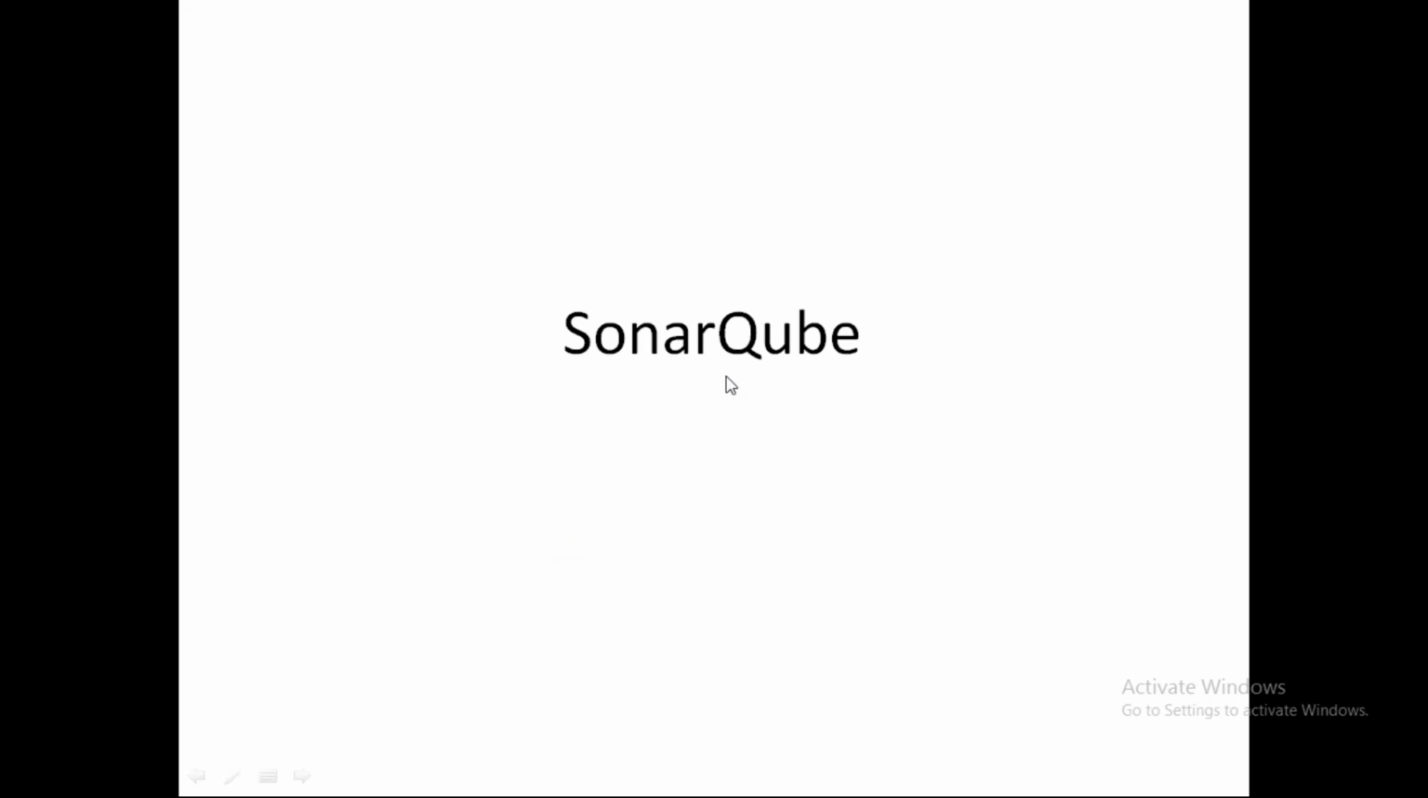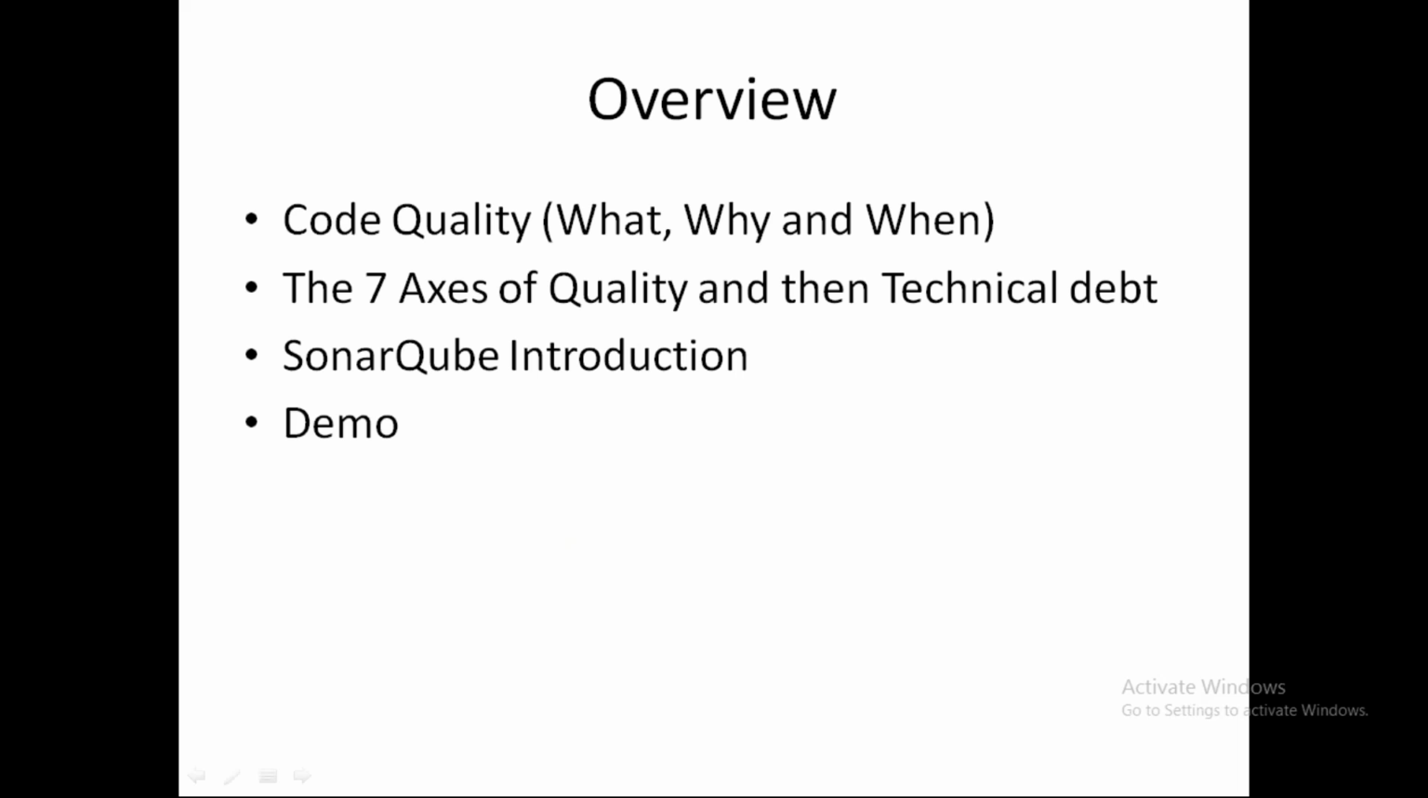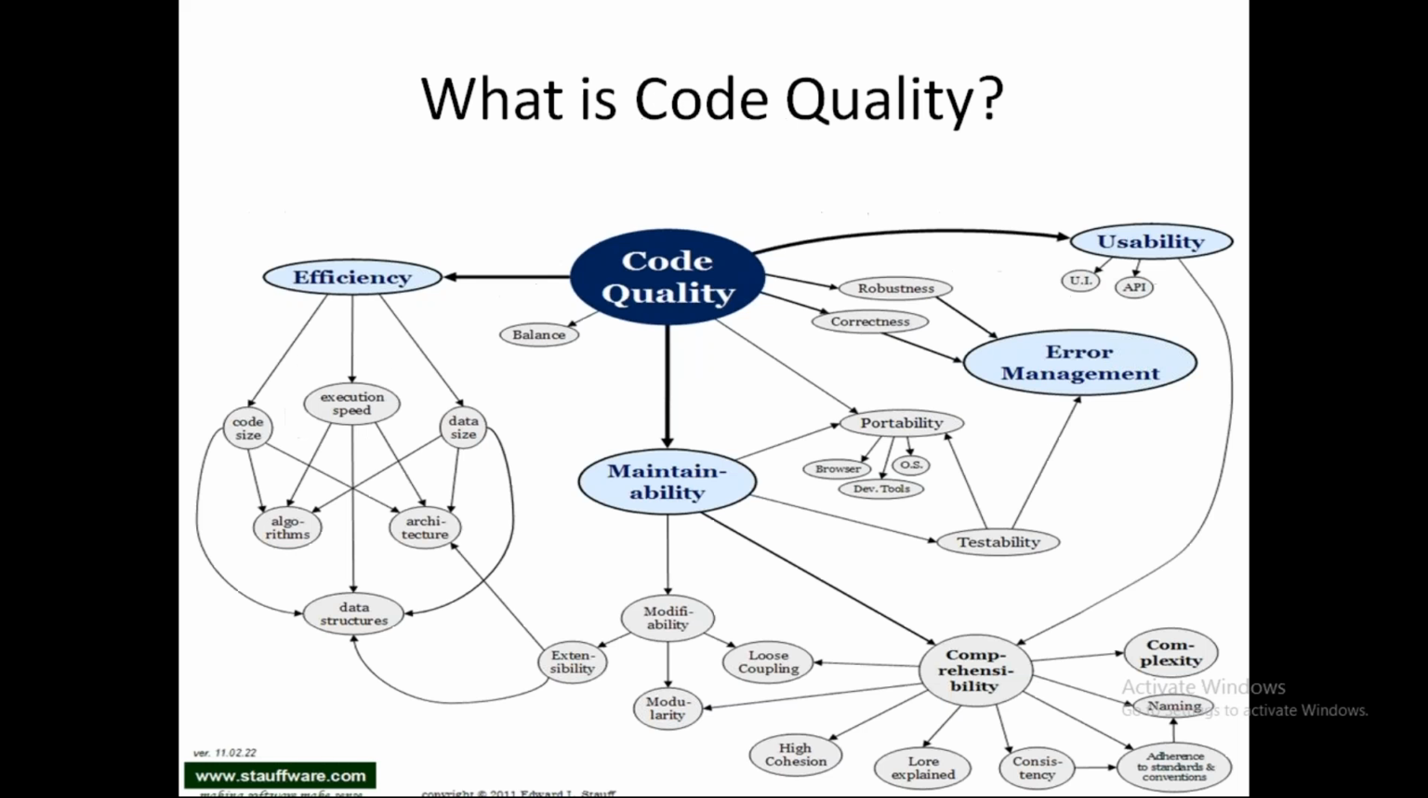Okay, so now let me introduce you to SonarQube, a platform in which we are going to discuss, as part of the overview, code quality: what is code quality, why we need it, and when it's needed. We are also going to discuss the 7 axes of code quality, then technical debt, and then move on to the SonarQube introduction.